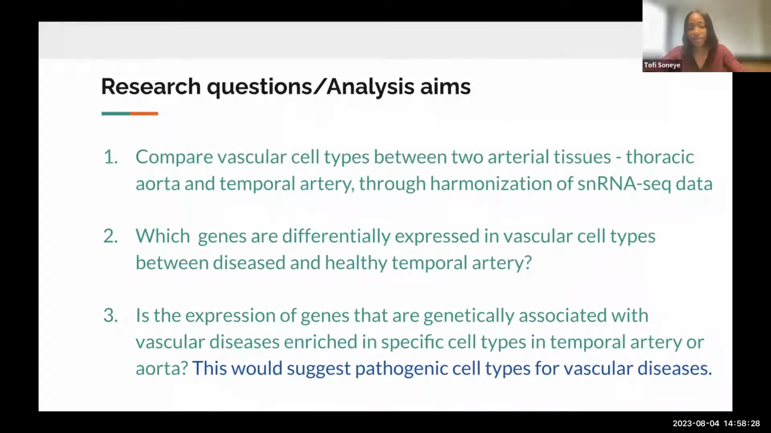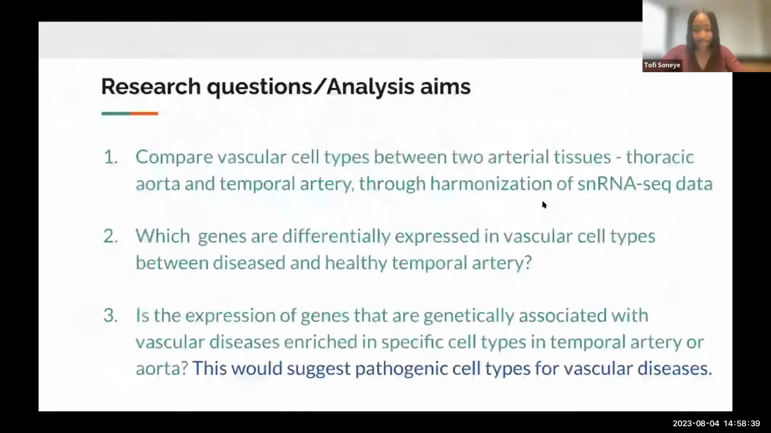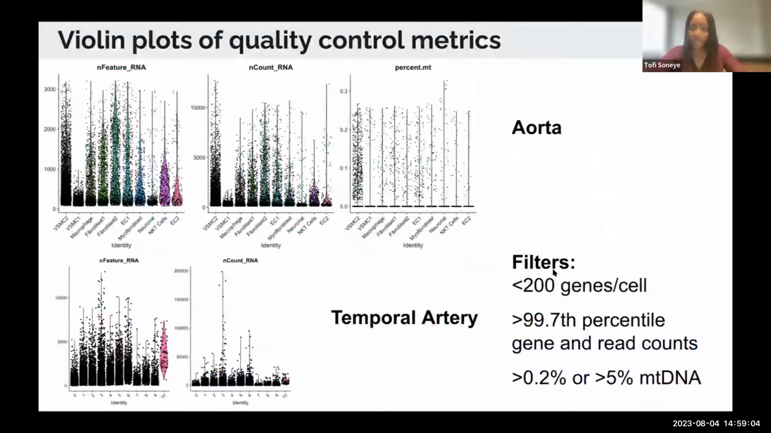And then another question we asked was what are the genes that are differentially expressed in these cell types between disease and healthy? And here we have the third question, which was basically to determine if the expression of the genes that are genetically associated with the vascular diseases is enriched in specific cell types in temporal artery, because finding those results would help us know if pathogenic cell types for vascular diseases were present in the temporal artery dataset.